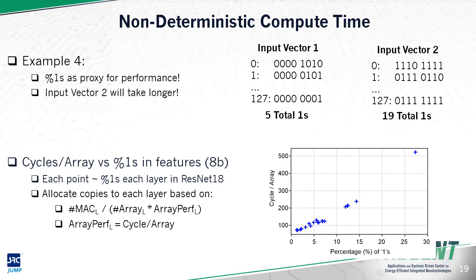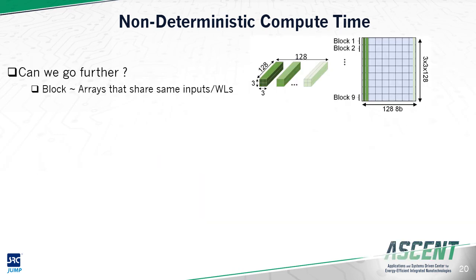And so this skew greatly changes how we wish to allocate our arrays per layer. By just plugging in this performance measurement, we can greatly improve array utilization and thus performance. We will see results for this later on, but first we ask ourselves, can we go further? And the answer is yes.